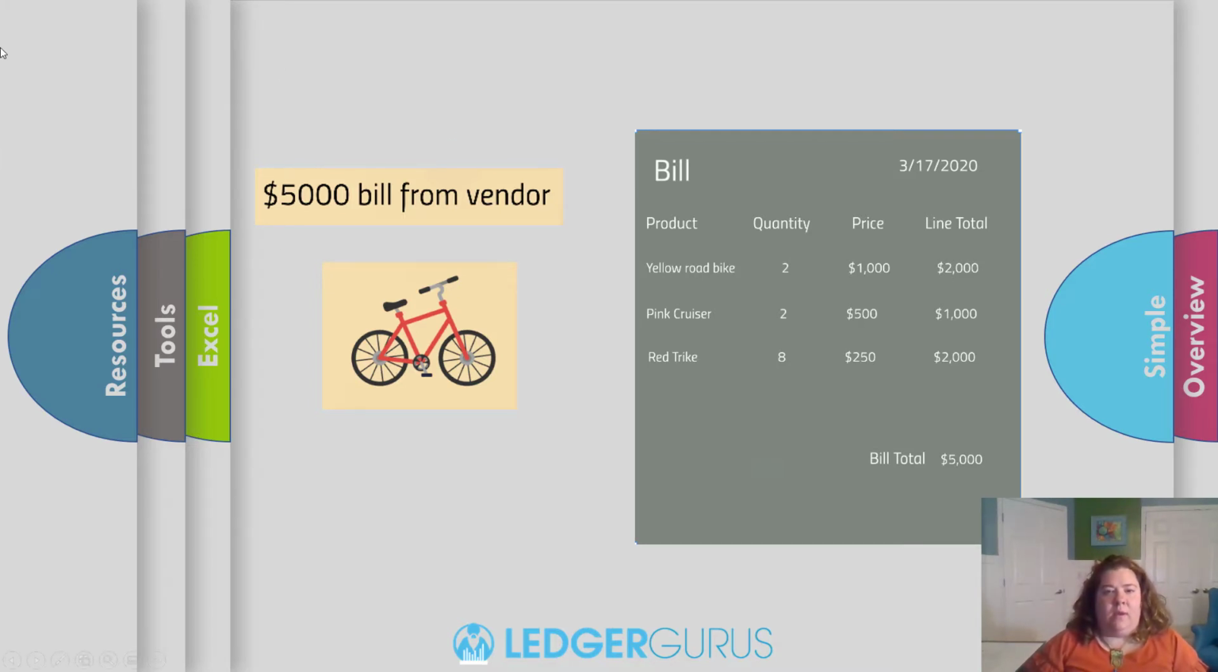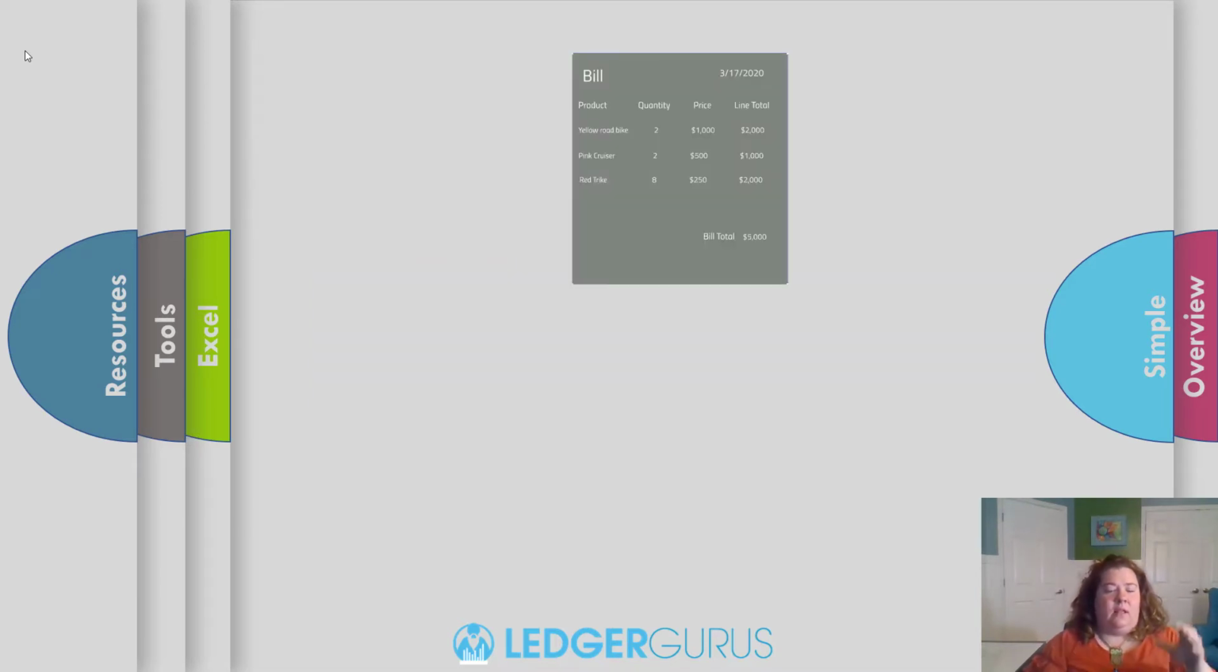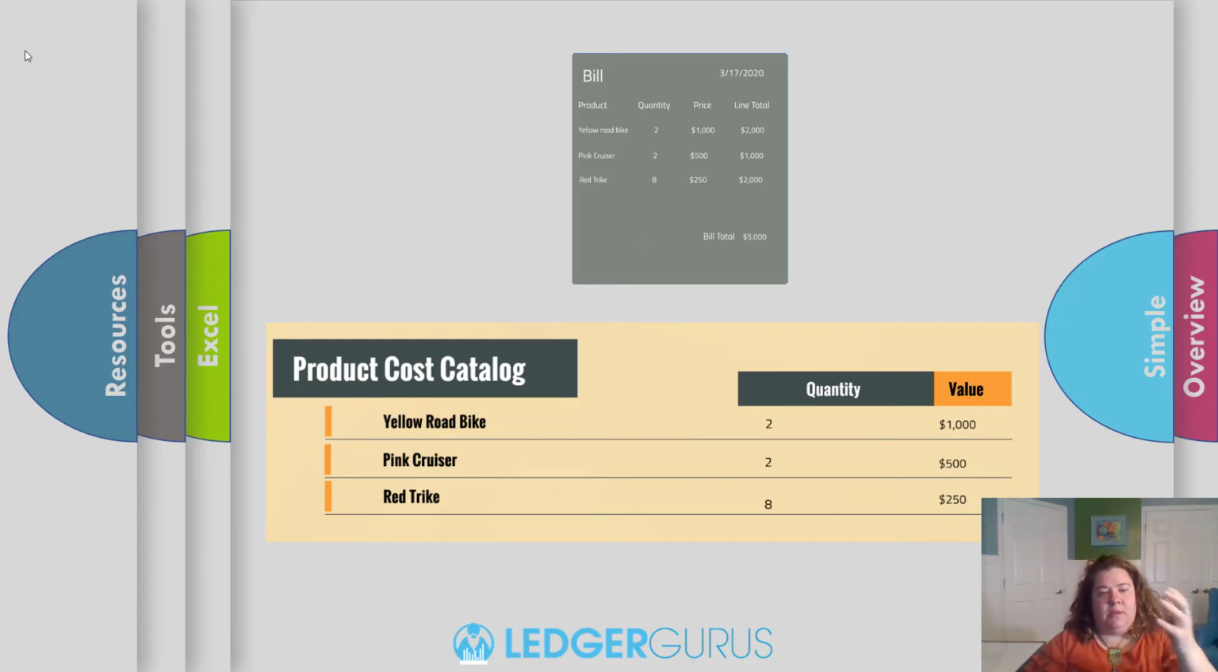So if you look here, we have these three items. We have a yellow road bike, we have a pink cruiser, we have a red trike. We can see here the exact quantity on all of those, and we can see here the exact price of all of those. So when we take that detail, we then use that information to build this product cost catalog. Really what I'm ultimately after is I want to be able to say, what are the SKUs that I have? Not necessarily what is the quantity of each of those SKUs, but more specifically, what is the value of each of those SKUs that I currently have on hand? So then what do I do with that information?